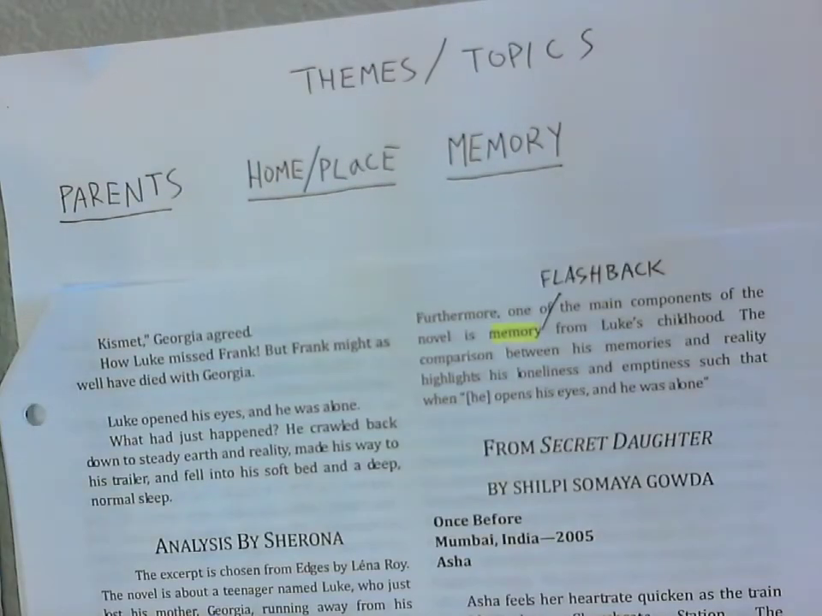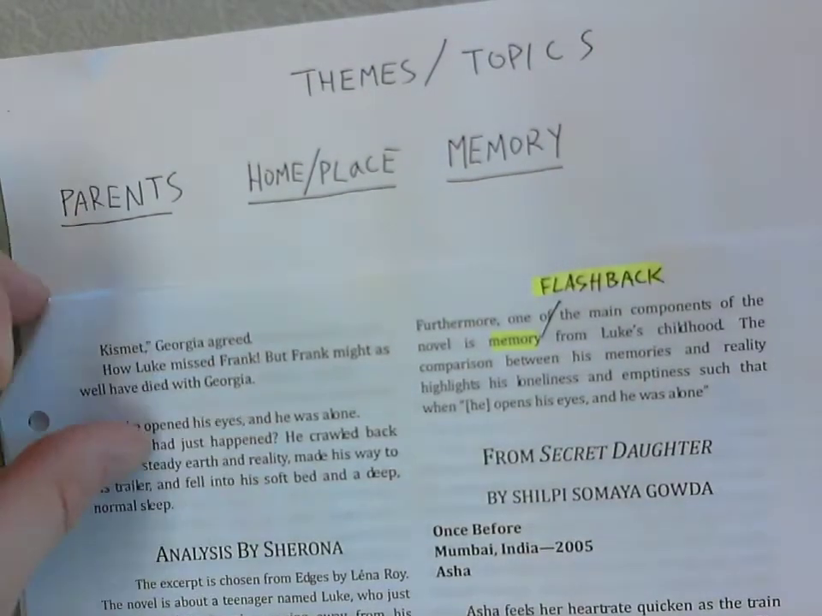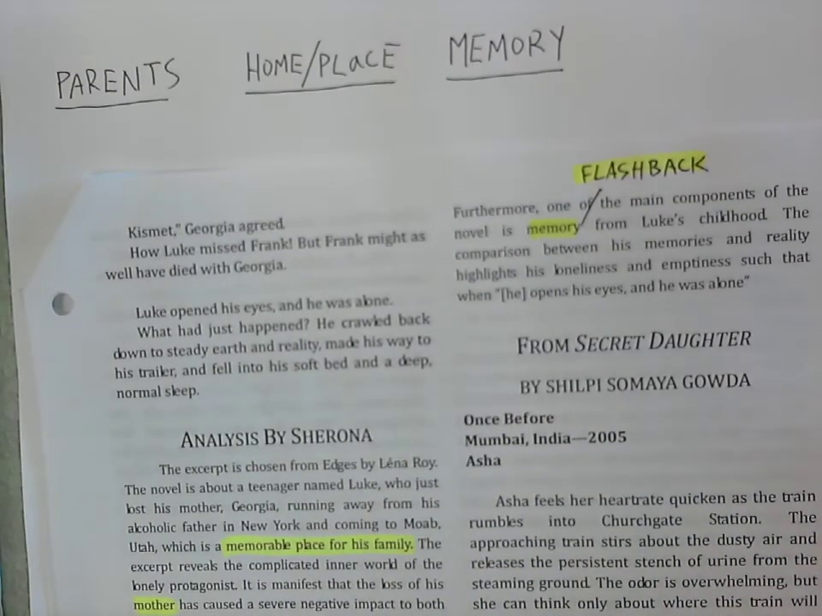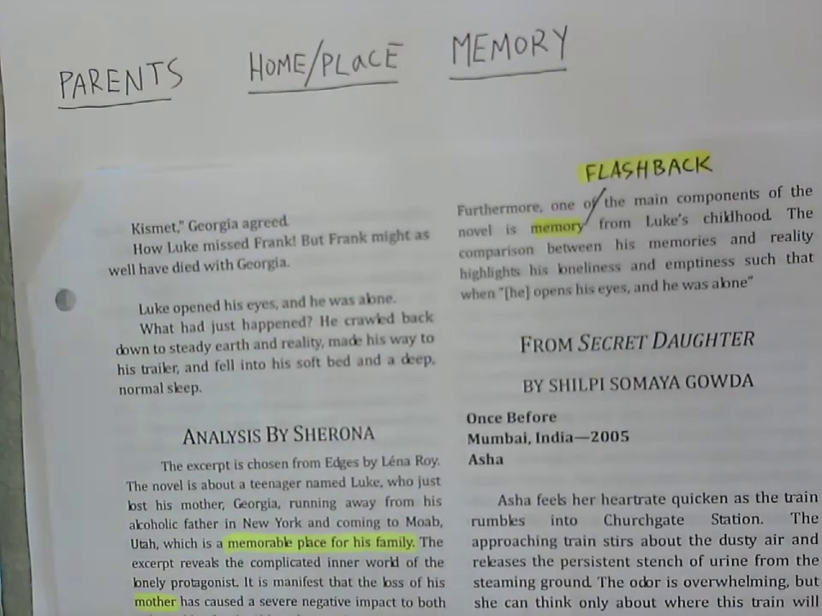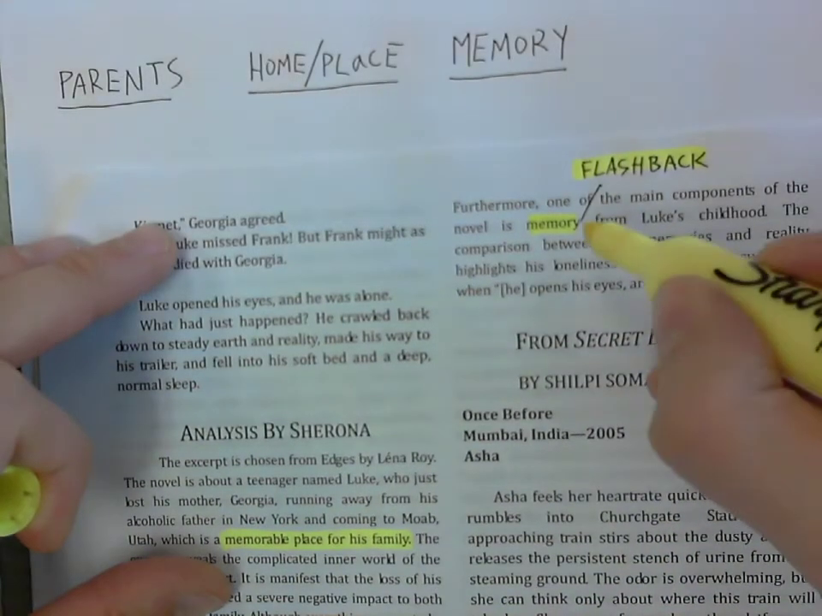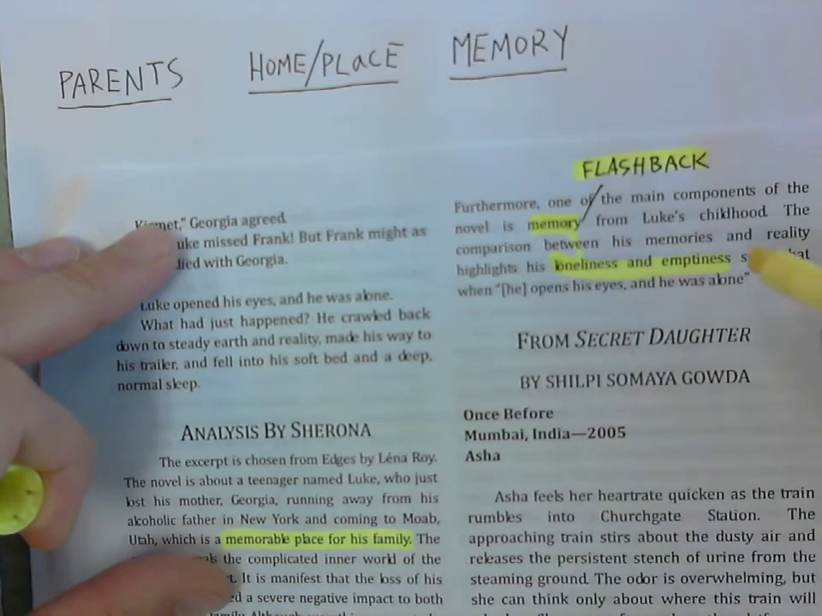So flashback is a literary technique, a feature of a storytelling style, and it's connecting to these major themes. The comparison between his memories and reality highlights his loneliness and emptiness, such as when he opens his eyes, he was all alone. So the memory, again, is being connected to thematic issues, the loneliness and emptiness that he feels.